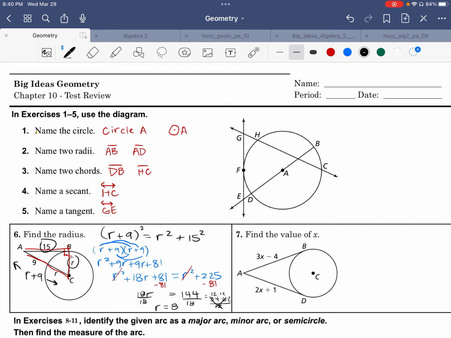All right, moving on to question number 7. We have two lines that are tangent to the circle, and they're tangent from the same exact point, that means those two segments must be equal to each other. So we're going to say 3x minus 4 is equal to 2x plus 1. And then we solve this equation by taking away the 2x from both sides and adding the 4 to both sides. So we add all the x's to one side, we add all the non-x's to the other, and we find out that x is 5.